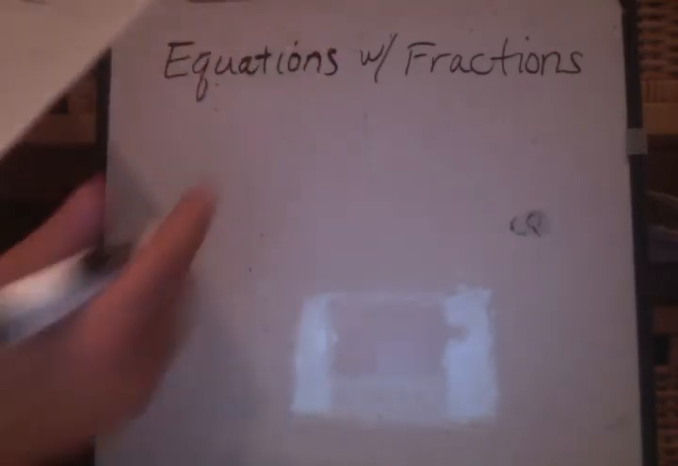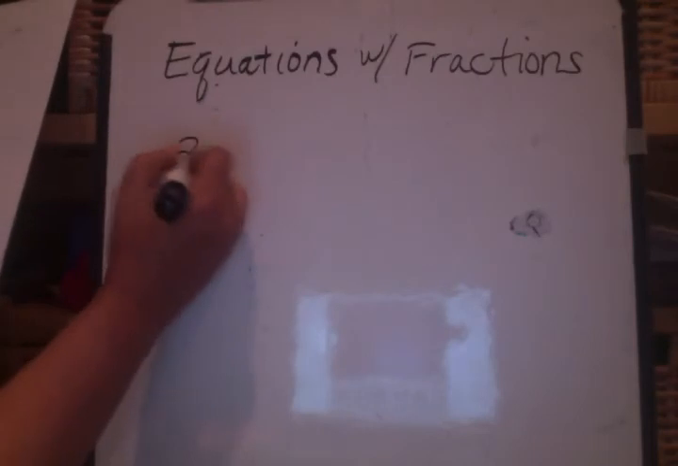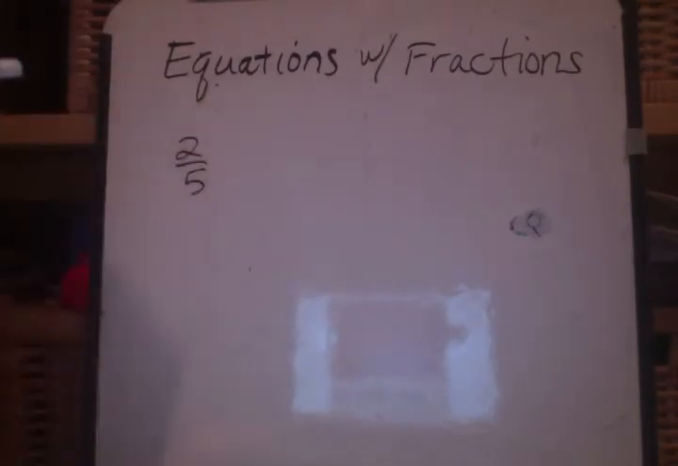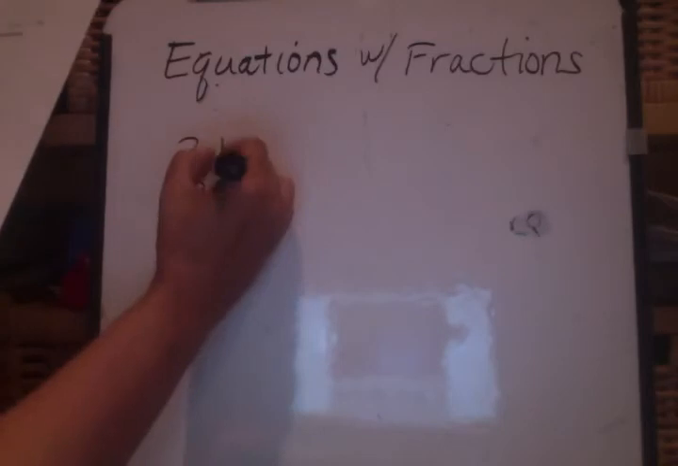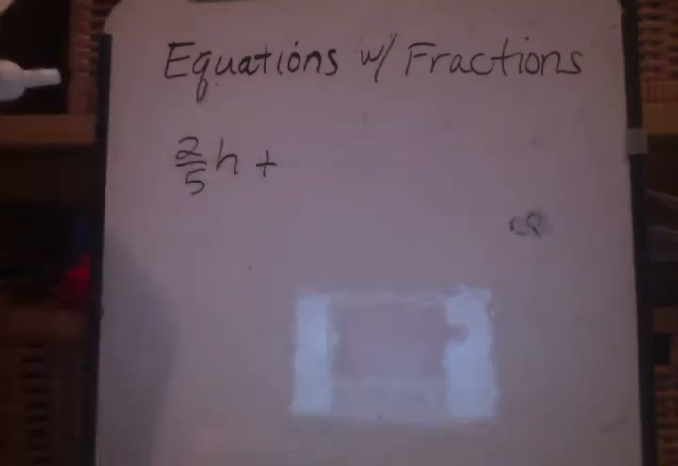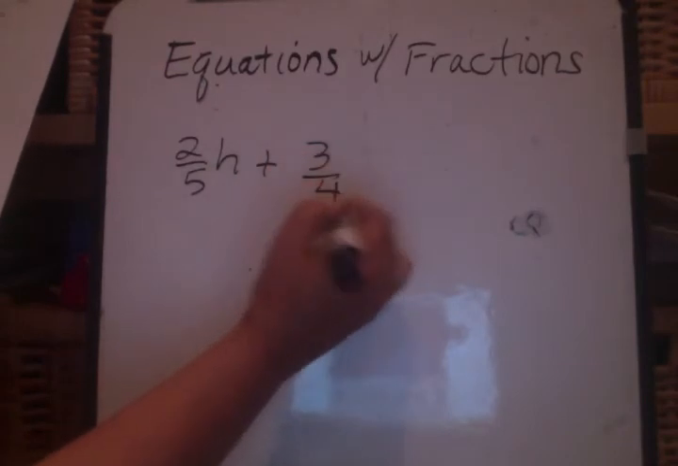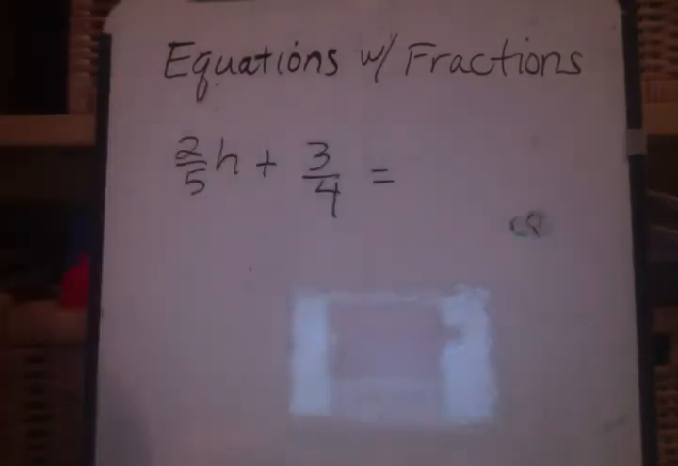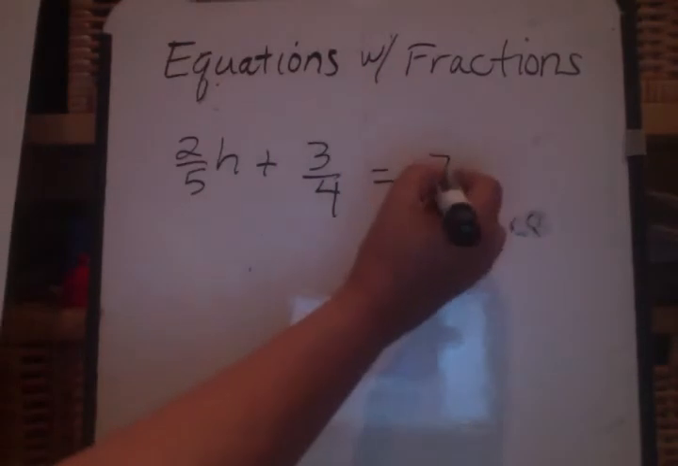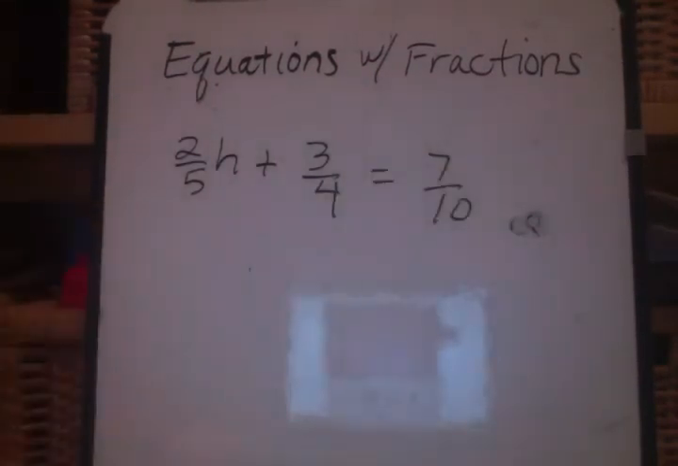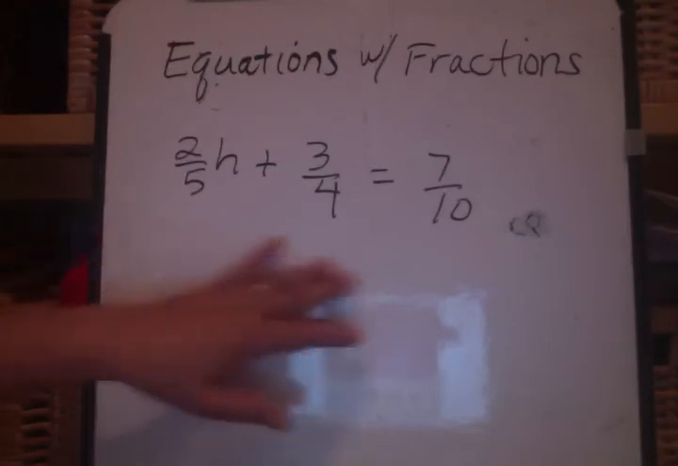Let's go with 2/5 h plus 3/4 equals 7/10. Okay, so that's 2/5 h plus 3/4 equals 7/10. Okay, again, a lot of fractions here.